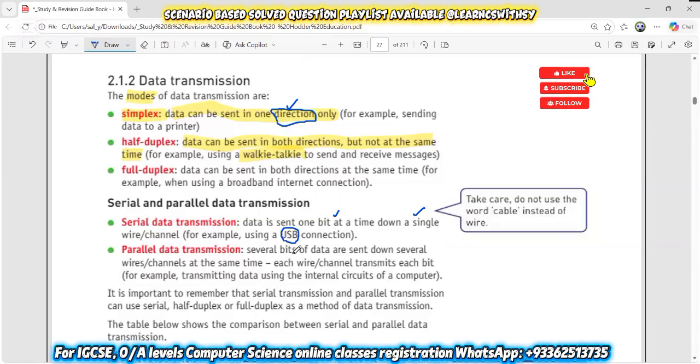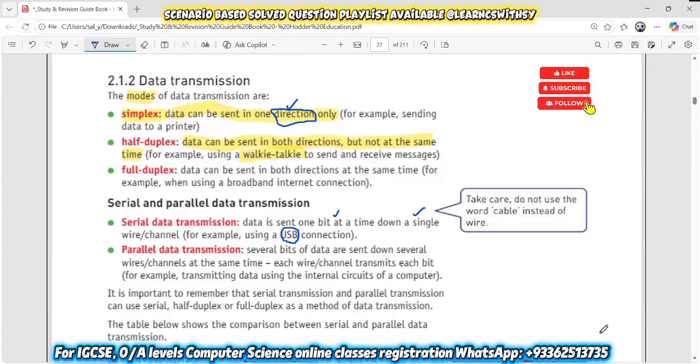USB, Universal Serial Bus. Parallel, as the name implies, means several bits of data are sent over several wires or channels at the same time. Each wire transmits each bit, for example, transmitting data using the internal circuits of a computer. When you talk about the internal circuits, they are always working in parallel. They're always doing parallel transmission.